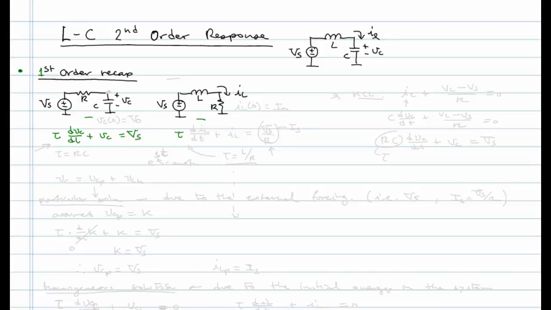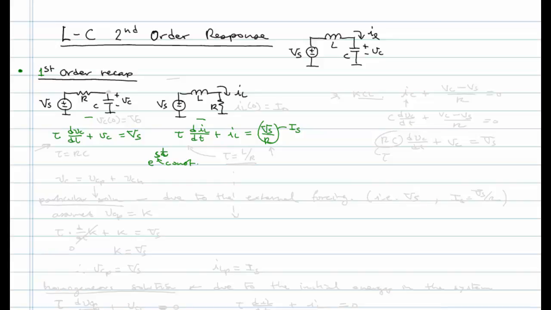And for the RL circuit we found tau dIL/dt plus IL was equal to, turns out to be Vs over R. But it's a constant. We can replace this with some Is equivalent. We found that the solution for both these equations was of the form e to the st, where s is some constant.